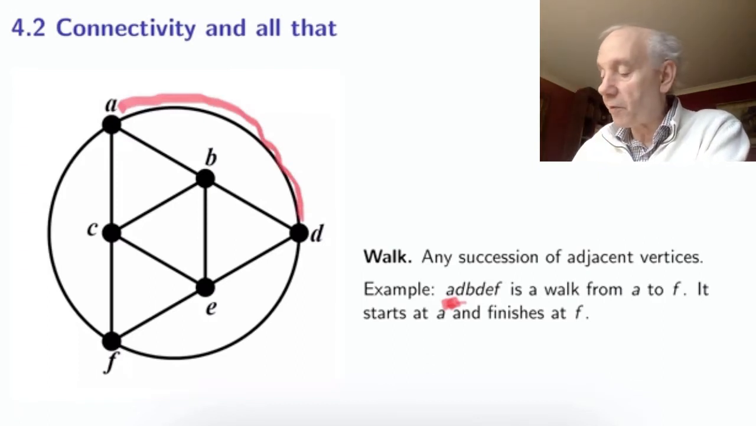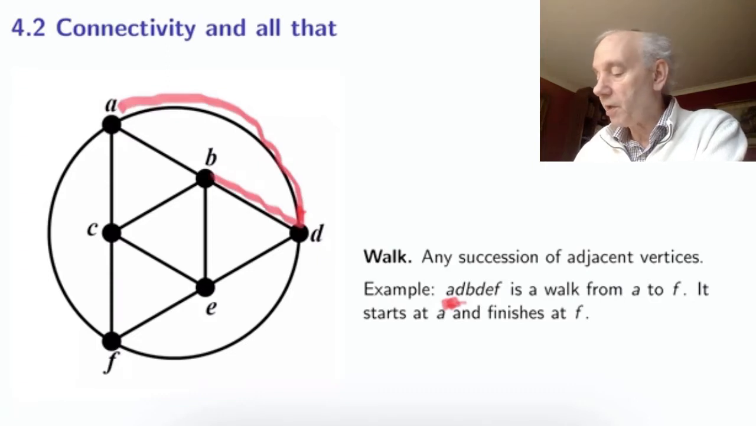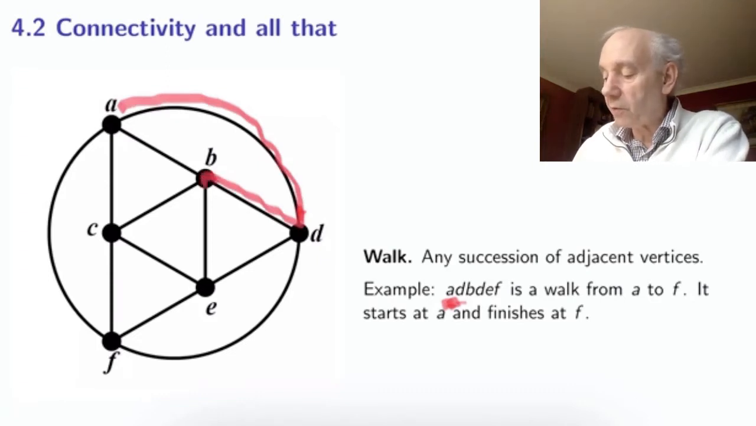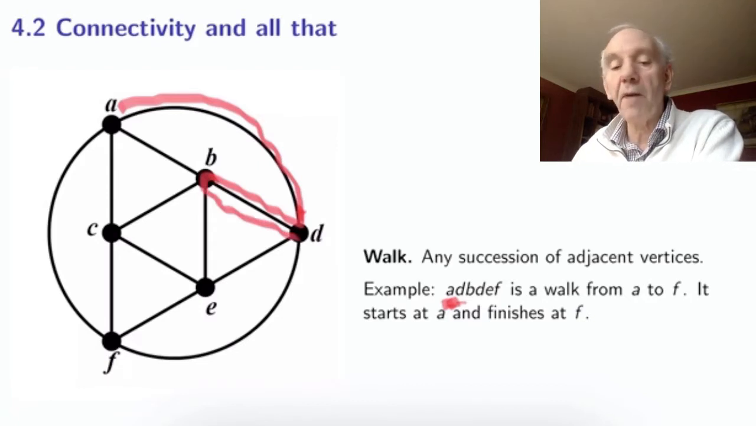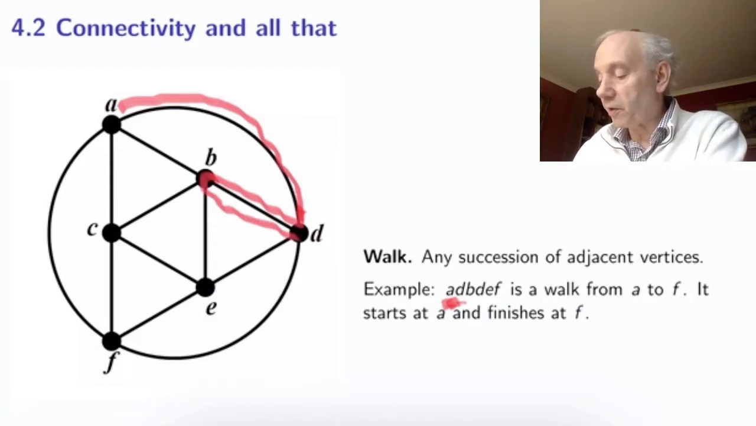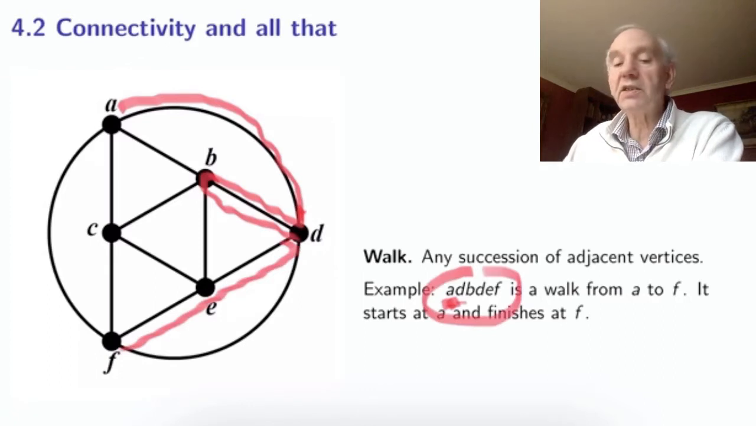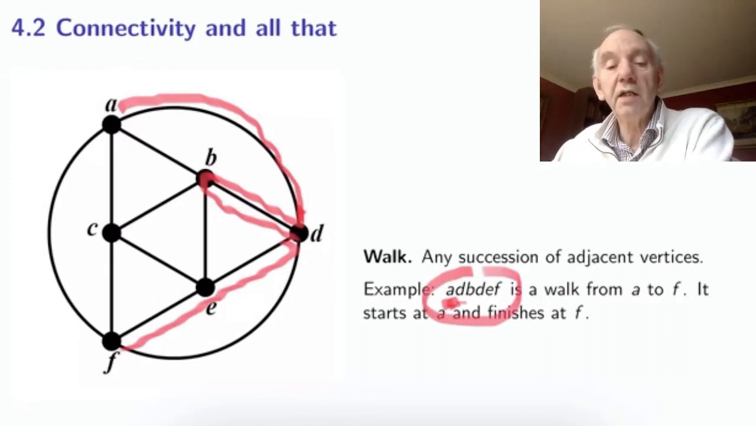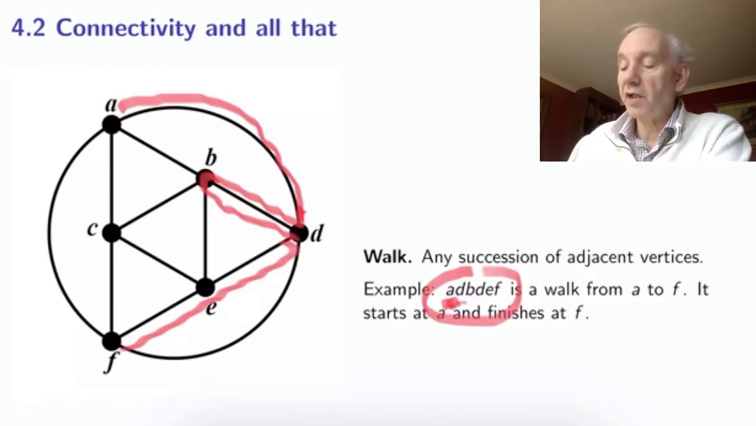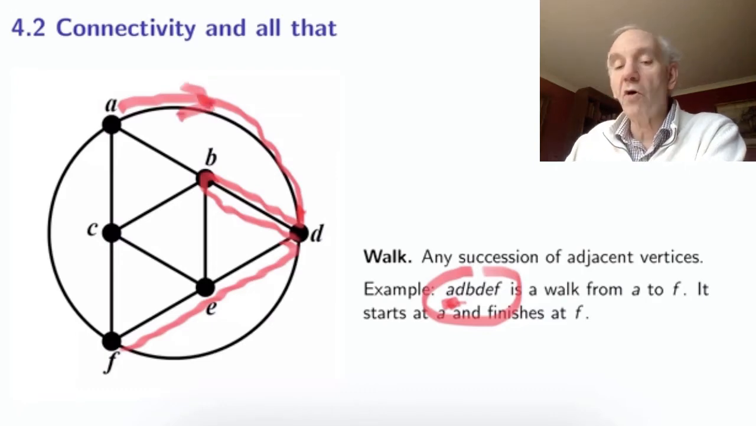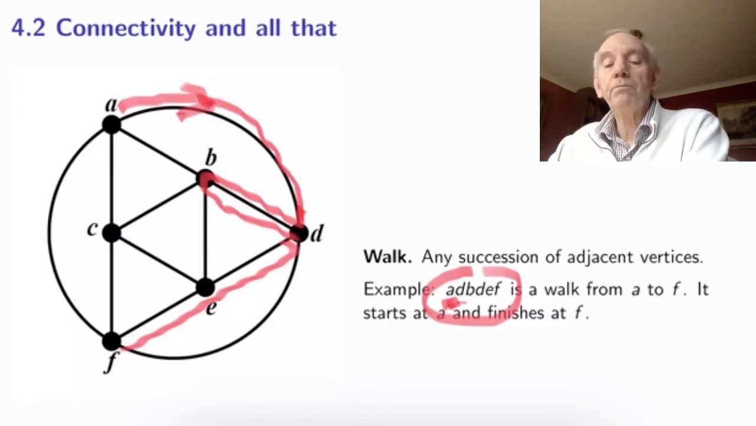And then we go from D to B, and then we're going back to D. So in a walk, you're allowed to do that. You can go along an edge and go backwards. We're going back to D, then we're going to E, and then we're going to finish off at F. So this sequence of adjacent vertices defines the walk, or the trip, which I've illustrated on the left. And if we want to emphasize that we're starting at A, then you can put an arrow on it. So that's an example of a walk.